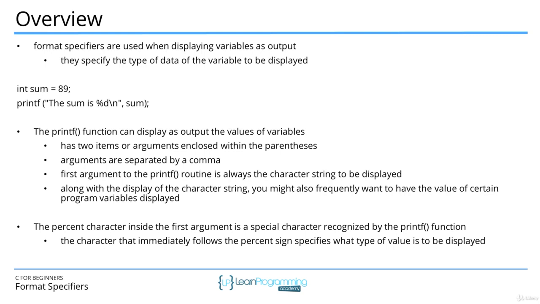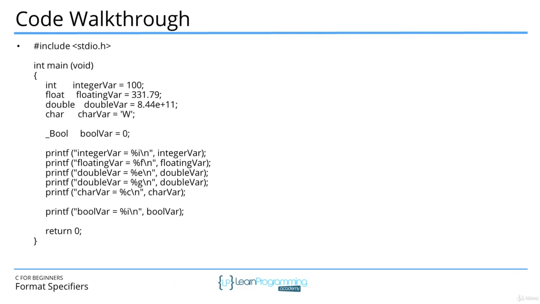And so you can put many, many different percent symbols in there to print many different types of data. And we'll go through some examples. So here's an example where we're creating some variables of different types. We're creating an integer variable, a float variable, a double variable, and a character variable. And we're assigning all these different data values to them. We then want to display these actual variables' values.